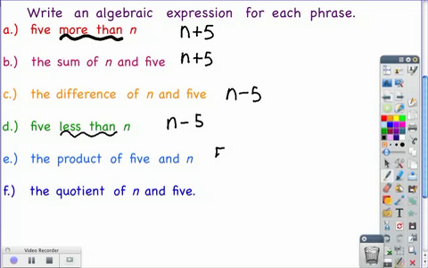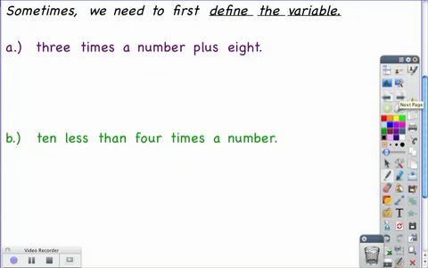Sometimes we need to first define our variable. So in part A, 3 times a number plus 8, when they said a number, they didn't tell us which variable to use. So to show that we're being thoughtful about our choice in variables, we need to define it. Let x equal the unknown number. At this point, I can use x instead of that unknown number and say 3x plus 8.